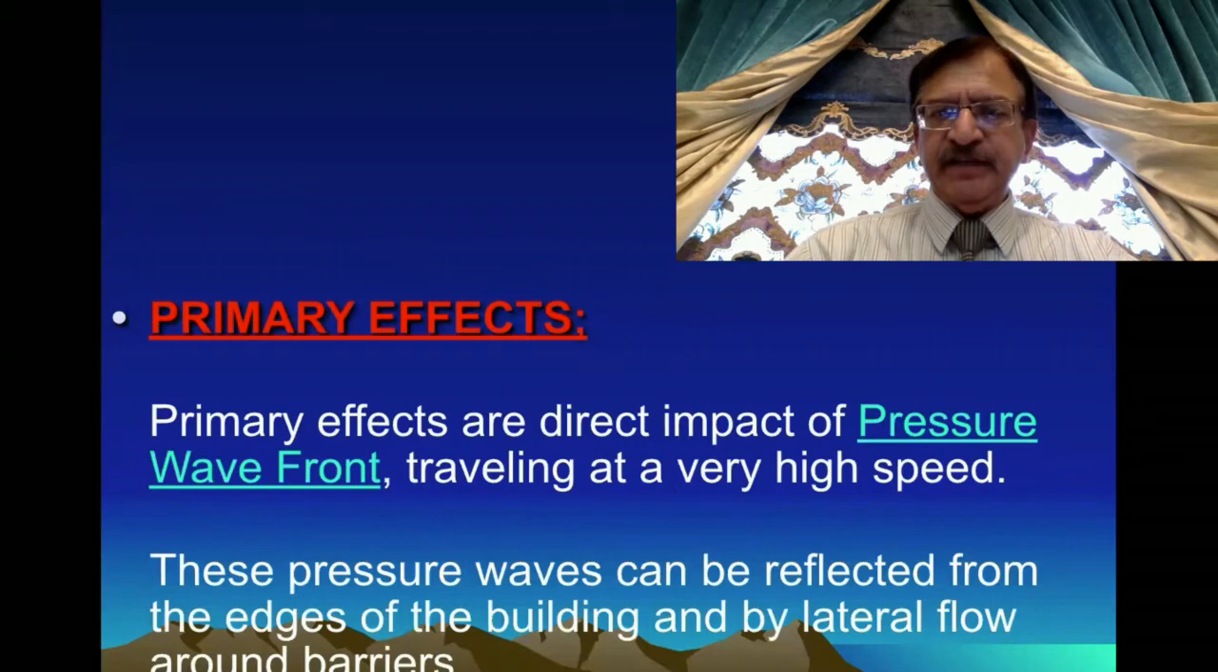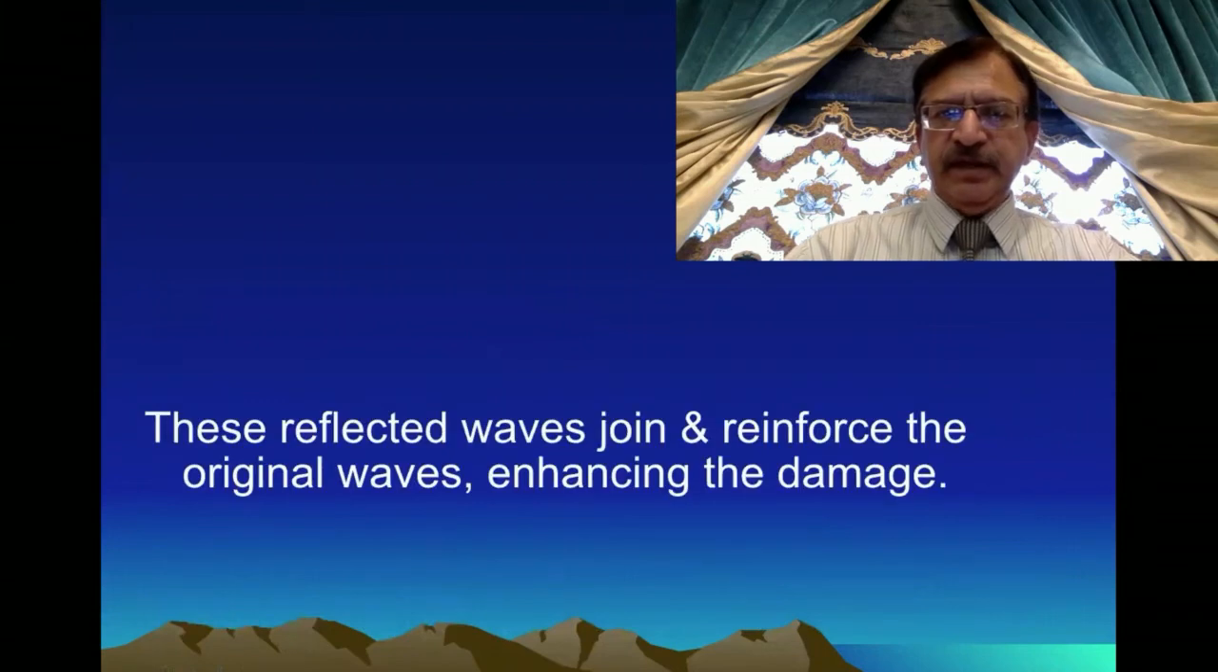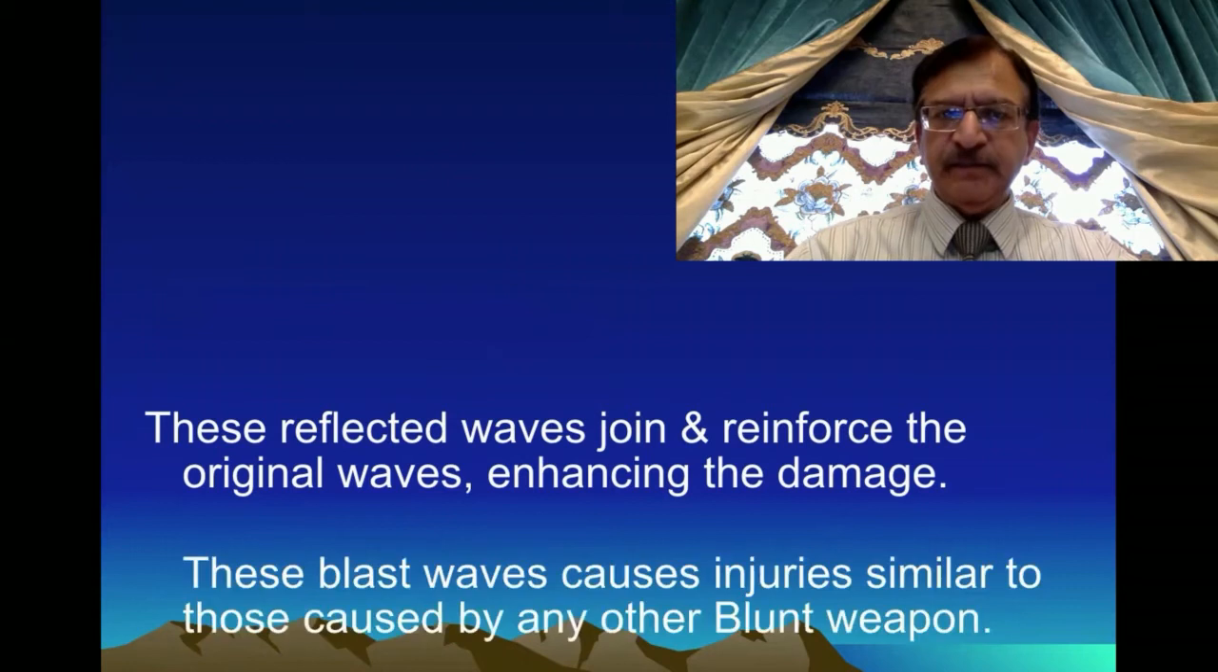And these pressure waves can be reflected from the edges or the corners of the building, and they can change the direction, and they can change the lateral flow around the barriers. So this high velocity pressure wave front, which is traveling with very high speed, circumferentially travels all around, and from the edges or the corners of the buildings, they are reflected to another direction. And these reflected waves then join and reinforce the original waves. Then it further enhances the damage.